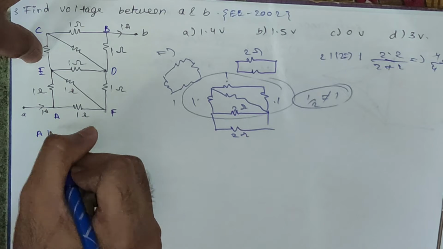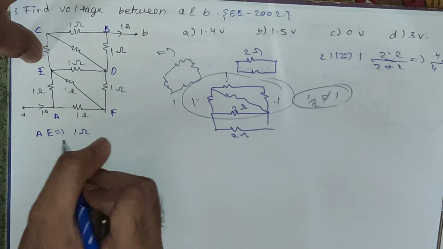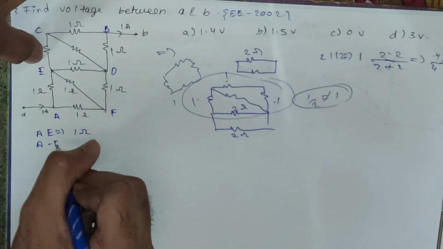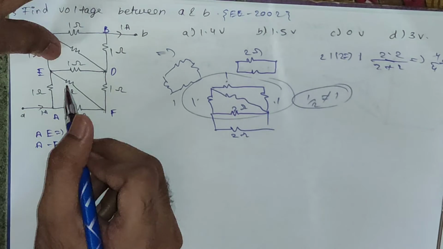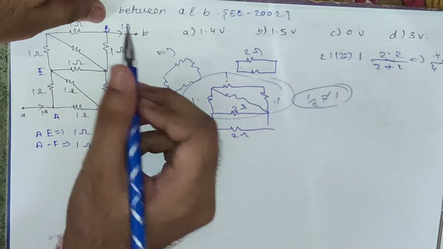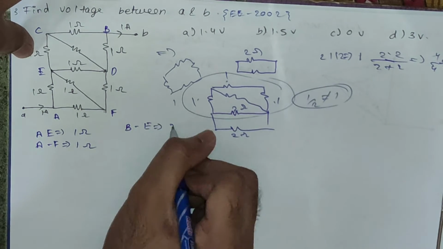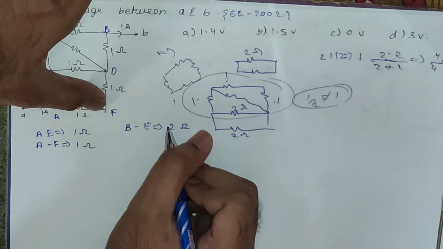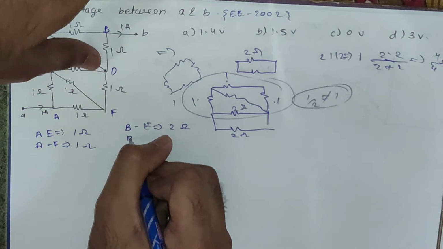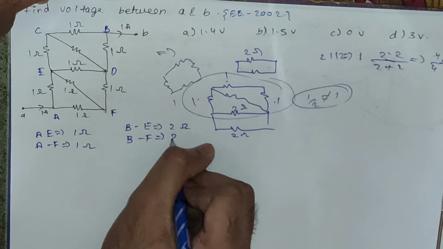So you can see A to E is 1 ohm, A to F is 1 ohm. Now let's check from B, that is from the destination point. So you can see B to E is 1 plus 1, it is nothing but 2 ohm. Similarly for B to F is nothing but 1 plus 1. So we can say B to F is also having 2 ohm resistance.